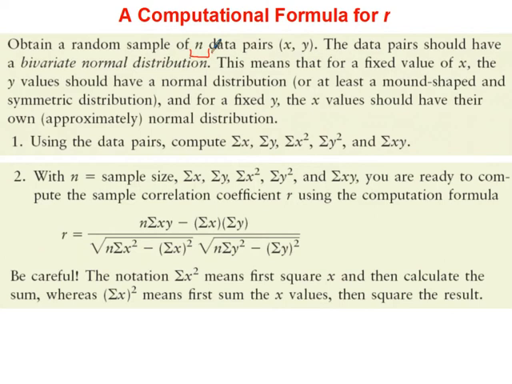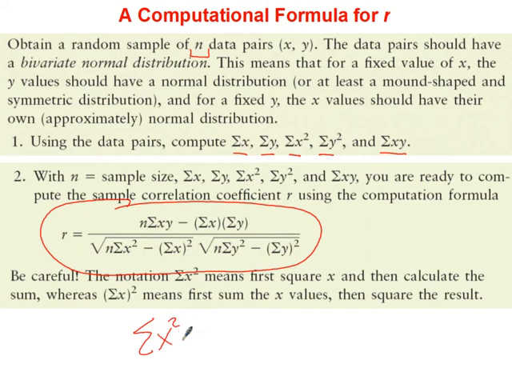Okay, you can take all of your x, and I'm going to tell you this in a little bit, but you could find the sum of x, sum of y, sum of x squared, sum of y squared, the sum of xy, and here is your computational formula for r. Be careful. In there is the sum of x squared, and then there is the sum of x, in parentheses, squared. They do not mean the same thing.